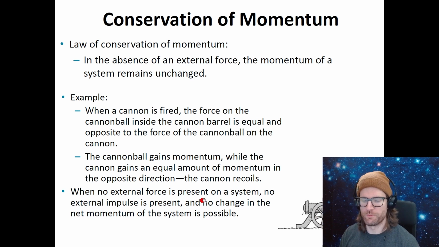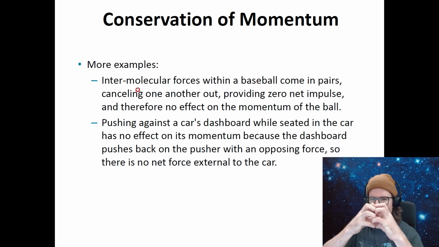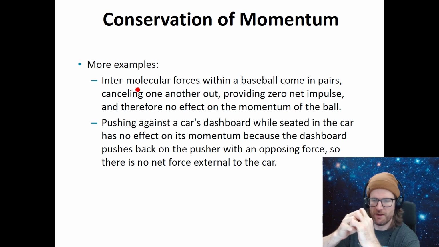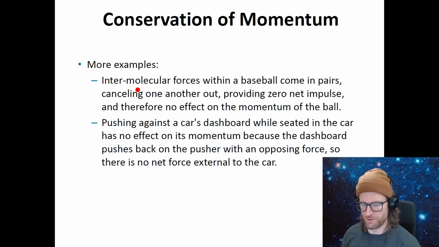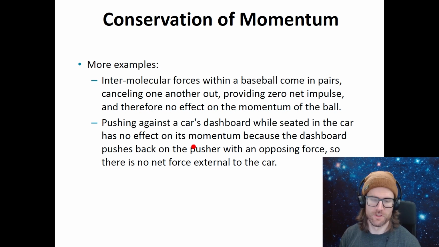Okay, when no external force is present on a system, no external impulse is present, and no change in net momentum of the system is possible. So this is telling us that if we have a system, say a baseball, all the forces inside the baseball are holding the baseball together. But because they're all internal, there are no external forces. The baseball has no change in momentum due to those internal forces. Same thing if you're in a car and you push on the dashboard. You and the car push on each other, and you can't push the car forward that way. So if there's no external impulse, there's no change in momentum.